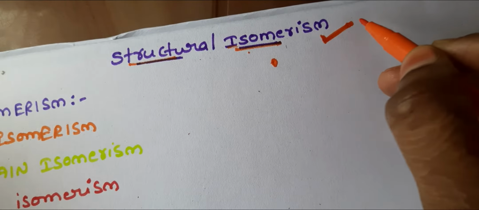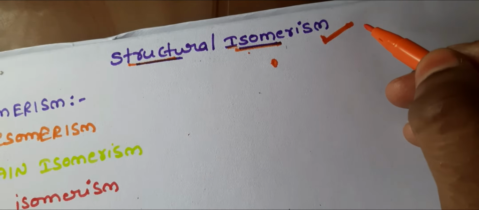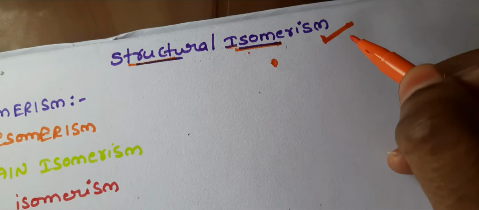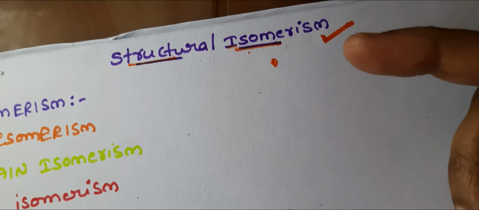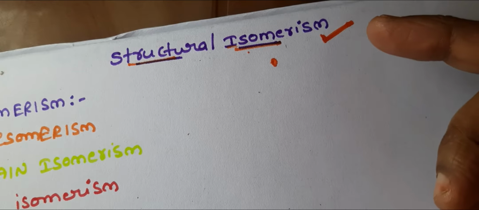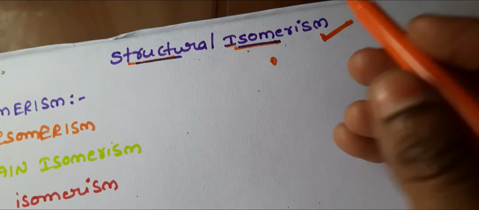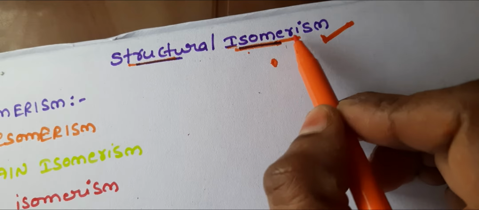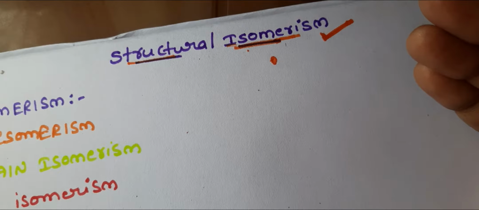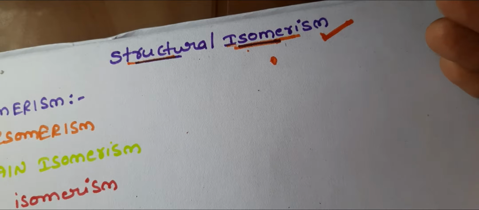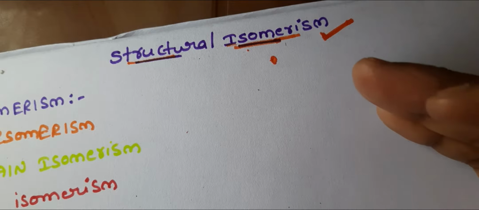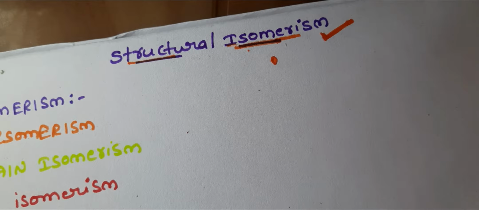Structural isomerism is a type of isomerism. What is isomerism? We already discussed that, and I'll give the link in my description box. If you have not seen it, please see that video also. Isomerism is when any two compounds have the same molecular formula but differ in their physical and chemical properties. Such compounds are said to be isomers of each other, and that phenomenon is called isomerism.